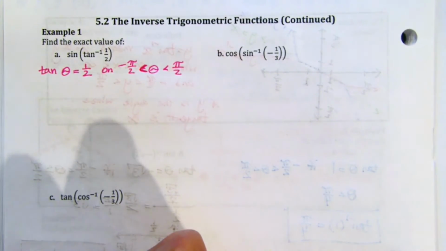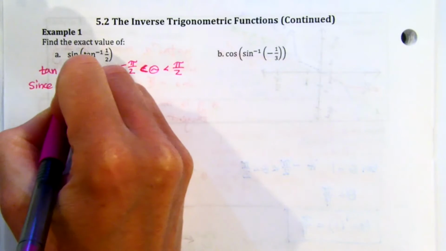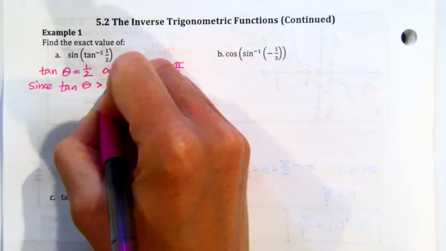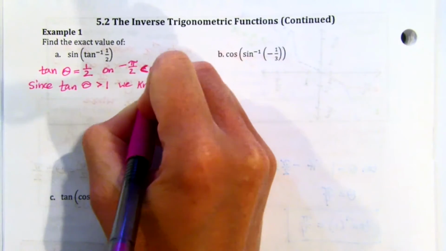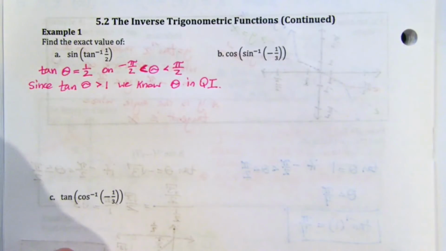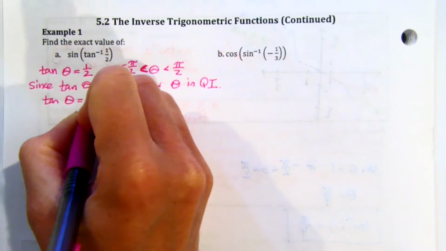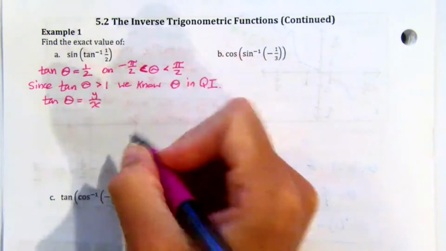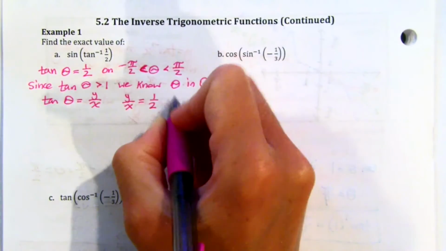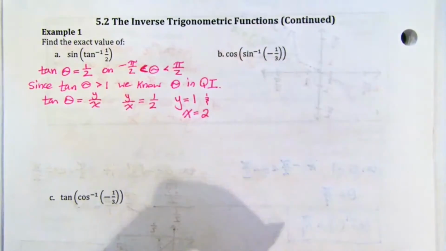Okay, so since tangent of theta is greater than 0, we know that theta has to be in quadrant number 1. And since tangent of theta is equal to y/x, and in this case it's 1/2, we know that y/x is going to equal 1/2. So therefore y is equal to 1 and x is equal to 2.